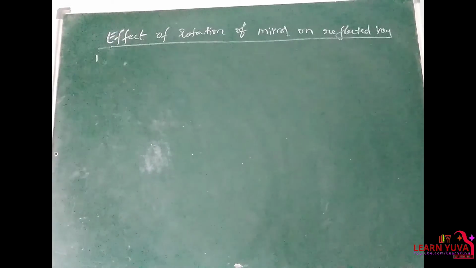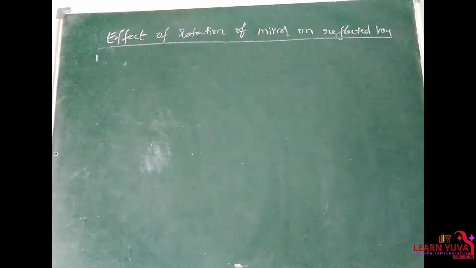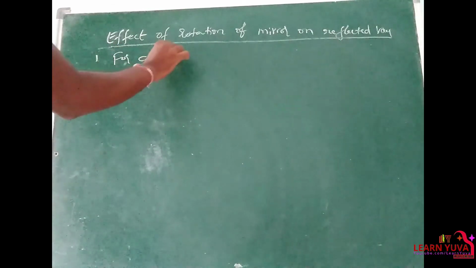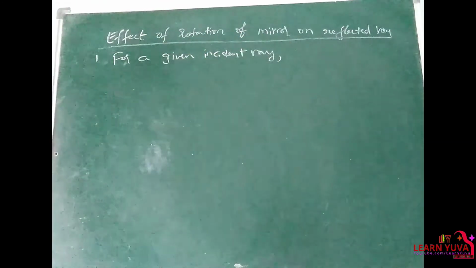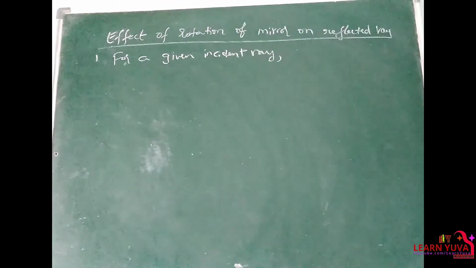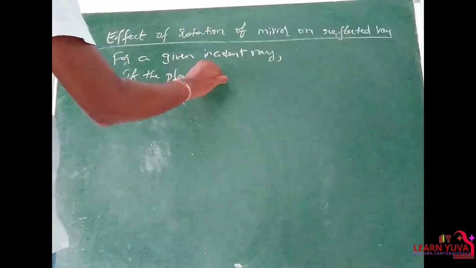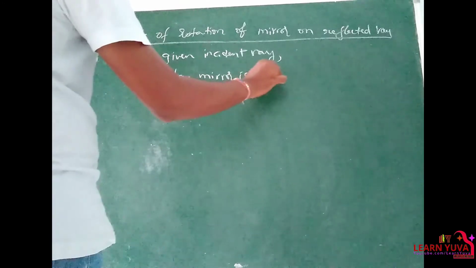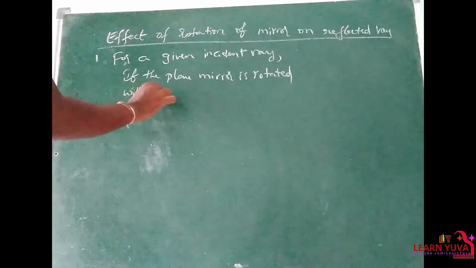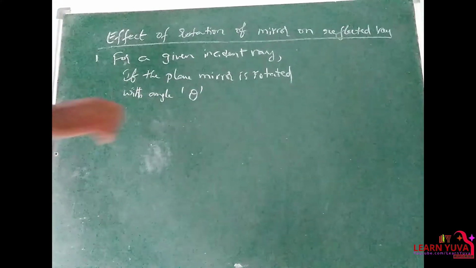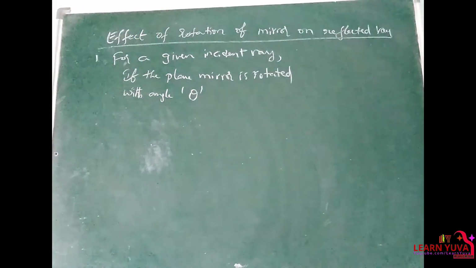But now the topic is the effects of rotation of a mirror on the reflected ray, which means for a given incident ray, here we are not changing the incident ray, we are only rotating the plane mirror with an angle theta. The incident ray is common, we are just rotating the plane mirror by a certain angle.